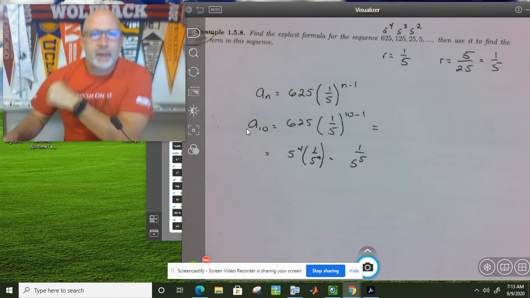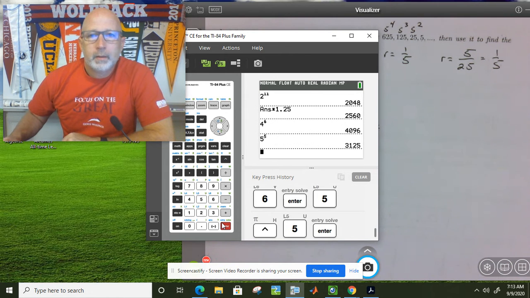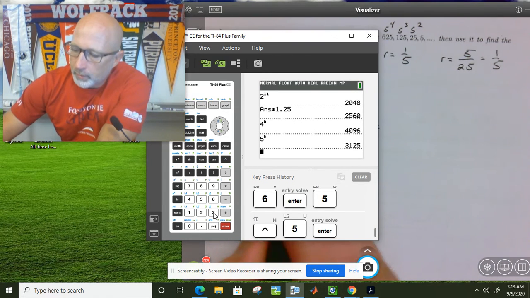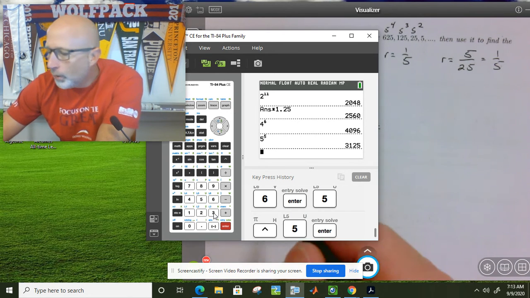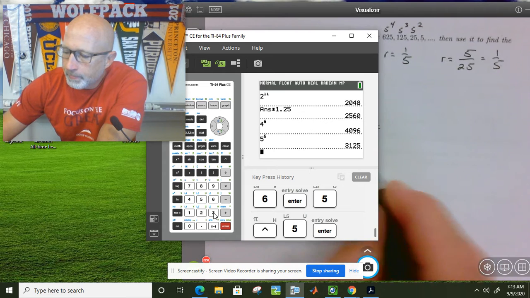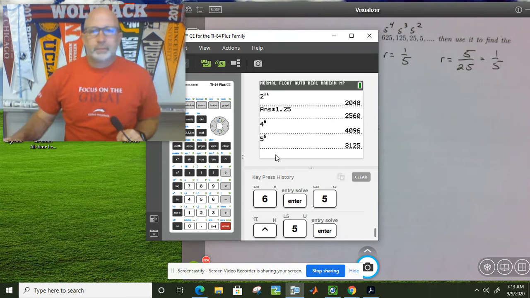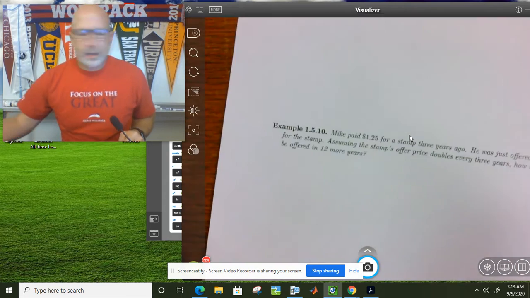Okay, and what is 5 to the 5th power? Okay, we'll go to the calculator. 5 to the 5th power is equal to 3,125. And that is clearly, it's 1 over that. I'm sorry, it's 1 over that. 1 all over 3,125. Okay, next page and last page.